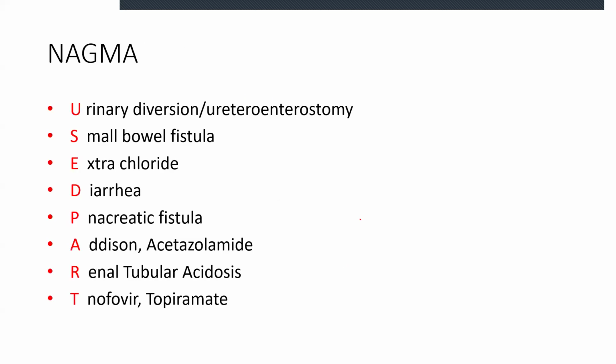Okay, so these are some of the causes of non-anion gap metabolic acidosis. I'm not really going to go into much detail for this because it's quite literally just look at the acronym and then memorize the acronym. Okay, and I frankly just stole the slide from the lecture, but this is what the doctor wants you to know, so keep this information in mind when you're going through the questions.